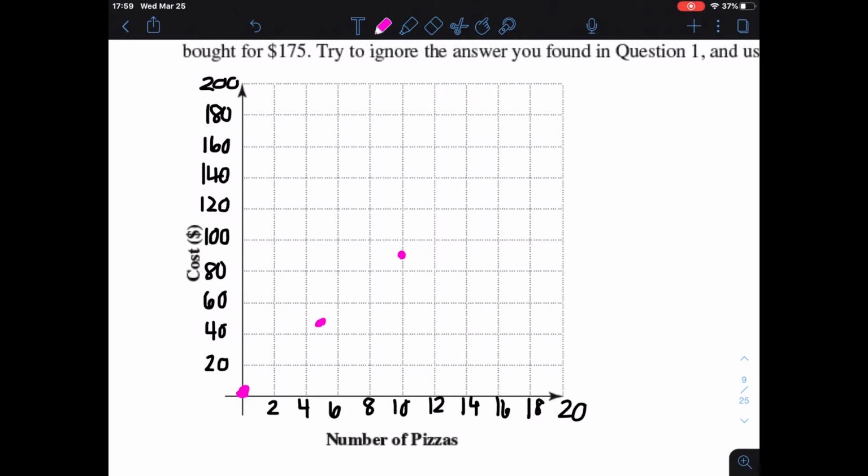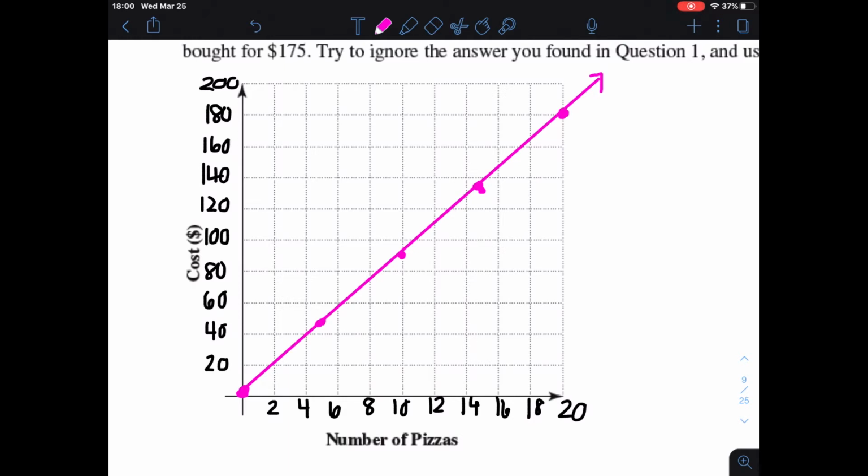15 pizzas is 135 bucks. So that's around right here. And then finally, 20 pizzas cost us $180, which is right here. So we can create our line by connecting all of these points. It's not perfect, but that's okay. So here's the line for pizzas. So the cost for number of pizzas.